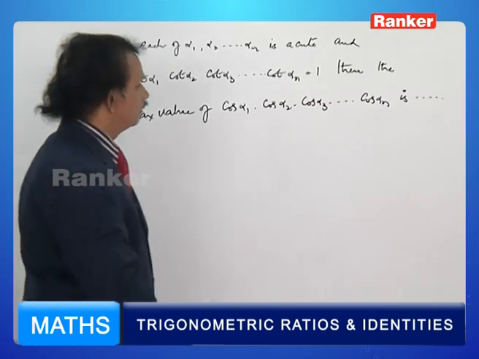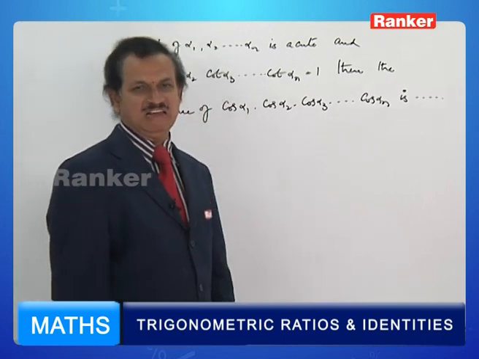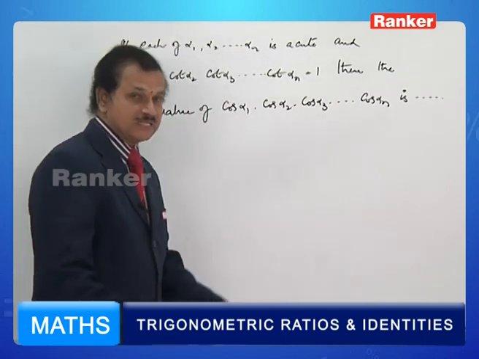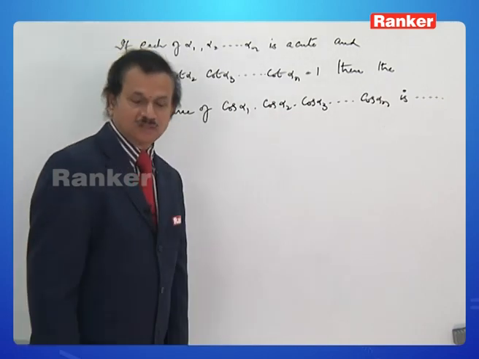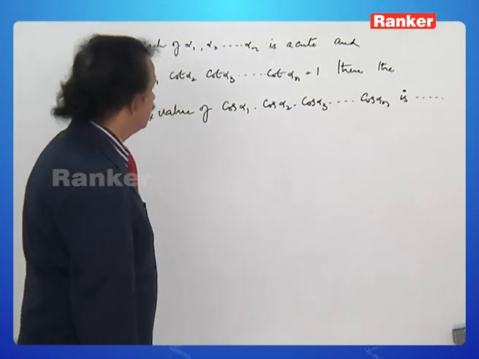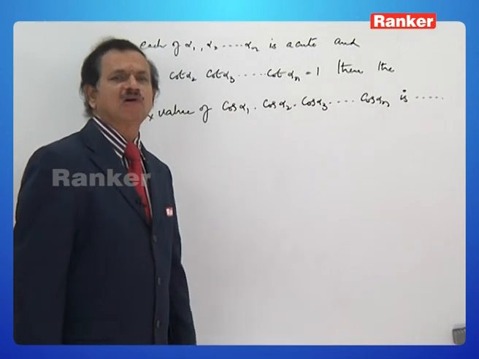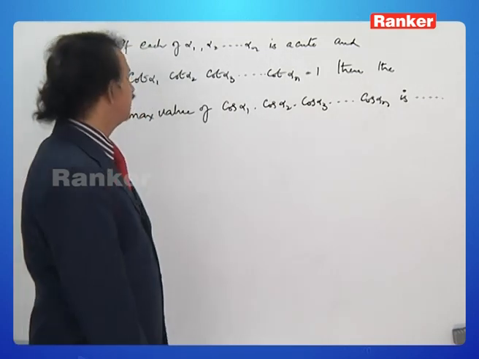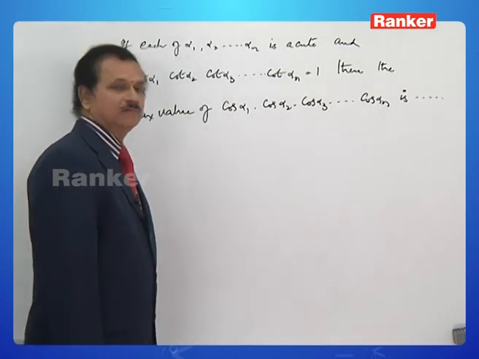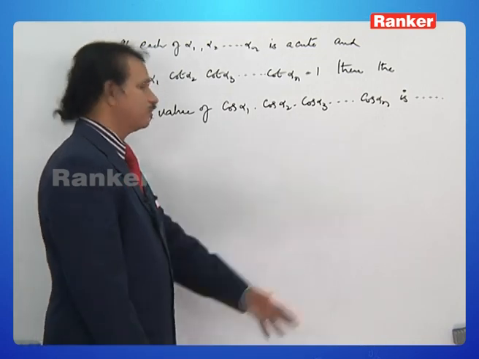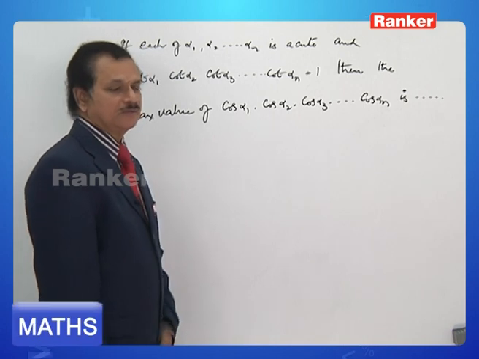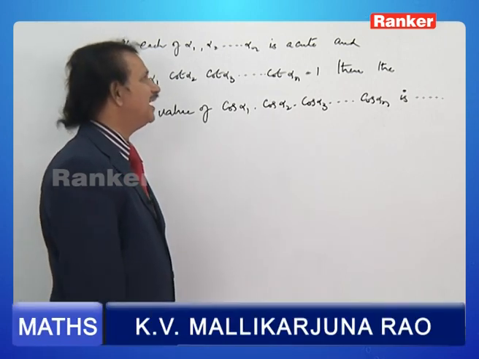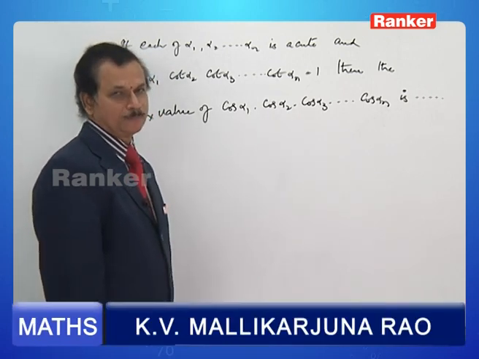The next question looks so lengthy and something mischievous. Let us see. There are so many angles involved in this problem: alpha 1, alpha 2, alpha 3, etc., alpha n. He has given that they are all acute, so they lie between 0 and pi by 2. So 0 is less than or equal to alpha i, which is less than or equal to pi by 2.